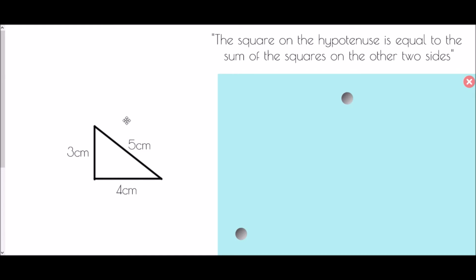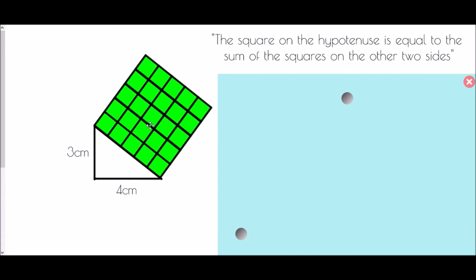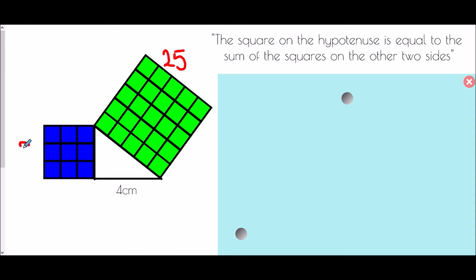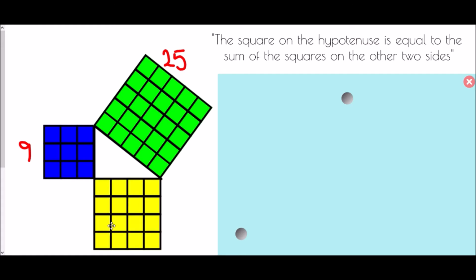Now it says the square on the hypotenuse. Well, the hypotenuse is the longest side. And by square, what it means is if we continued this shape and produced a square on that hypotenuse, it will be a 5 by 5 square. And so the area of this square would be 25. Now, if we did the square on the other two sides, well, the square on the 3 centimeter side would be a 3 by 3 square. It would have an area of 9. And if I did the same on the 4 centimeter side, it would be a 4 by 4 square. It would have an area of 16.